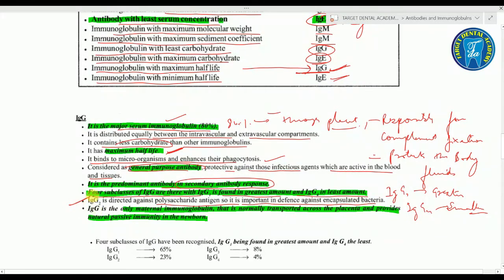IgG is the only maternal immunoglobulin that is normally transported through the placenta and provides natural passive immunity in the newborn. Right? So it is the only maternal immunoglobulin that is normally transported across the placenta and provides passive immunity in the newborn.